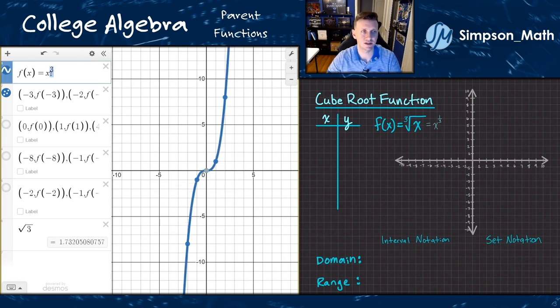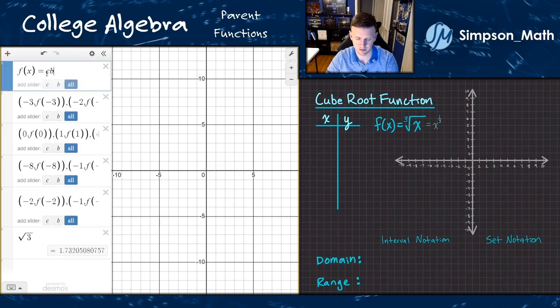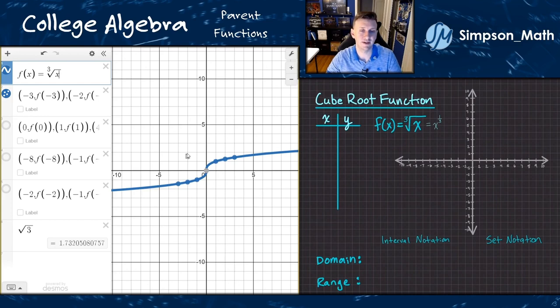If I was to switch this to the cube root of x, these dots aren't very helpful. Again, we'd be getting a cube root. So the cube root of 2 is approximately 1.26. Cube root of 3 is about 1.442. That's not very informative for this graph. So I'm going to take our cube function dots and just swap them.